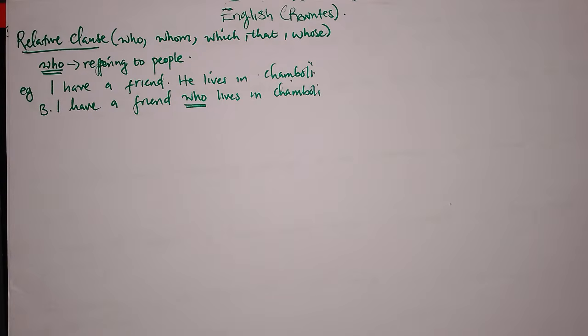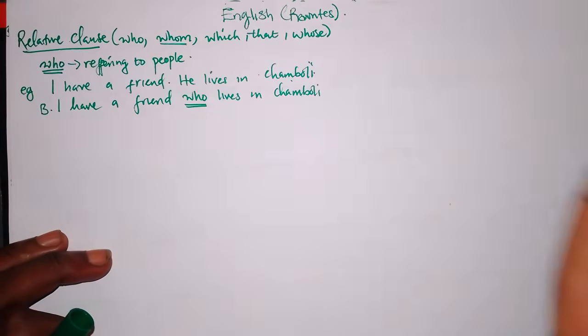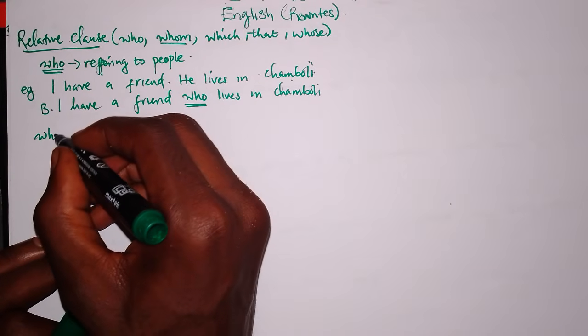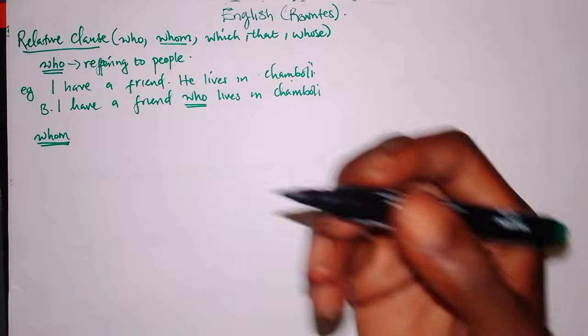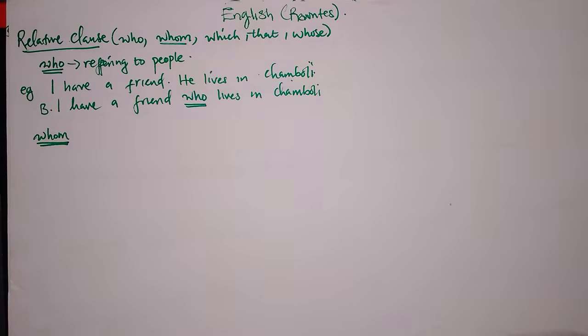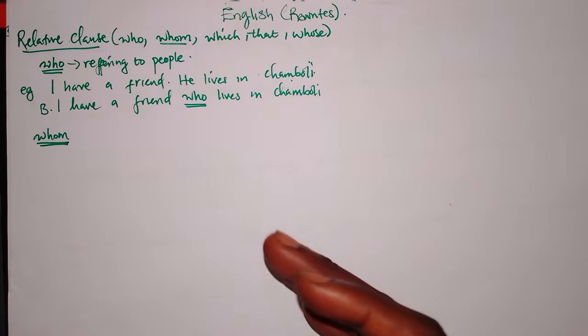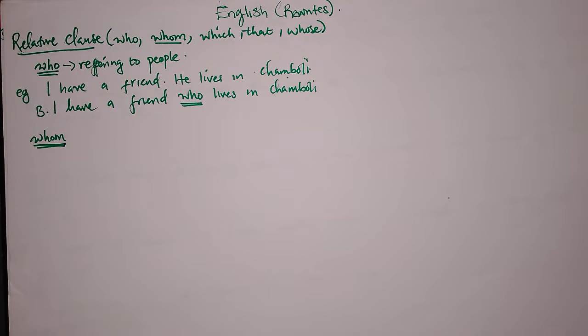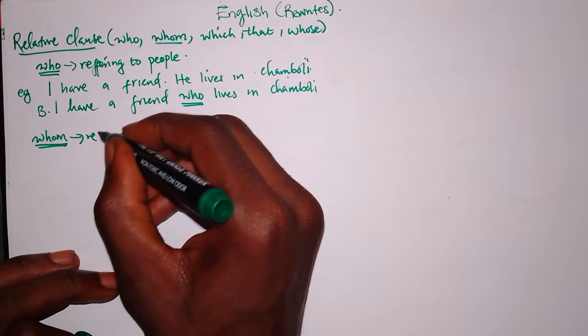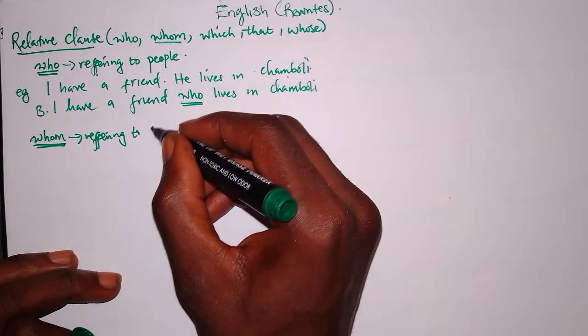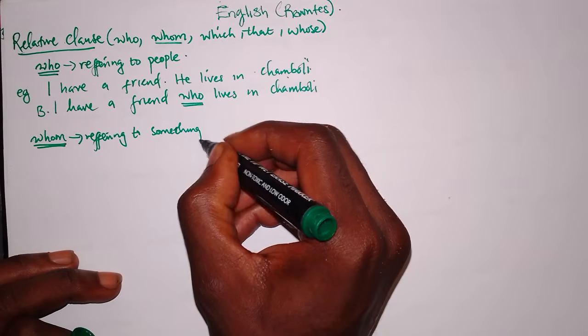So the next clause we are going to look at is whom. Where can you use whom? Whom is a relative clause which is used to talk about something related. So when you're talking about whom, you have to make sure you're talking about something related to someone, and it also talks about people. So this is whom, when you are referring to something related.